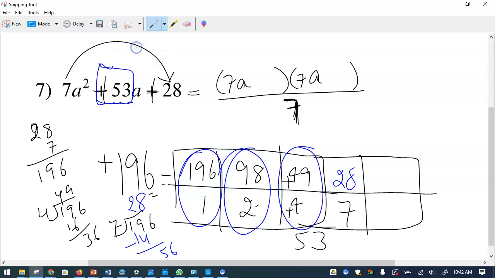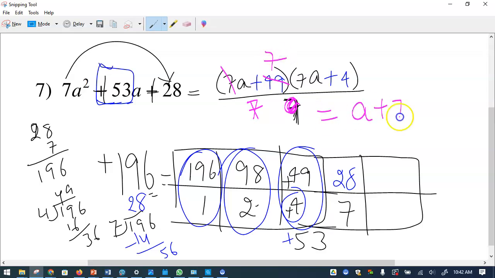Okay, so I'm going to use this one. So this is plus 49, and the other one is plus 4. And you can clearly see the 7 which is there in the denominator. This 7, instead of writing it here, I can put it right here, and then you can say, hey, 7 divides 7, and 7 also divides 49 7 times. So your final answer is (a plus 7)(7a plus 4), and you are done.